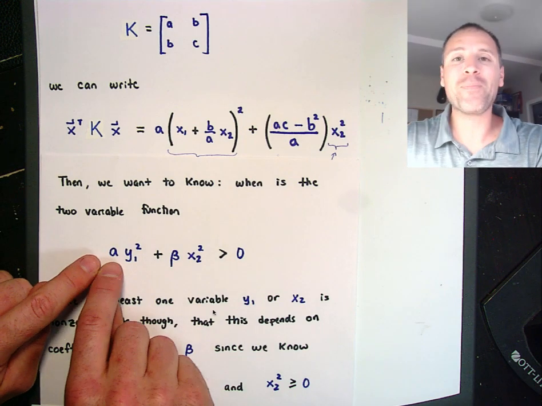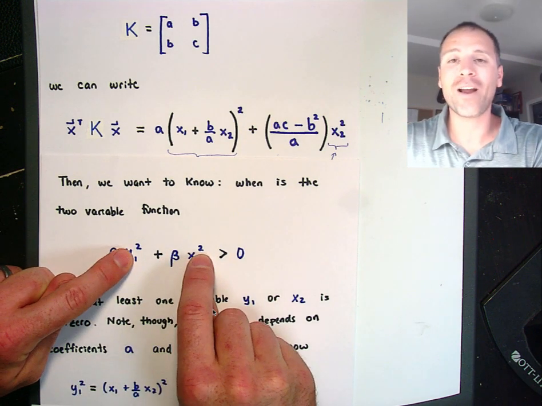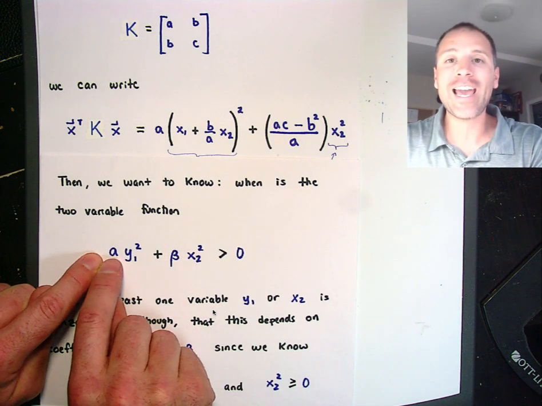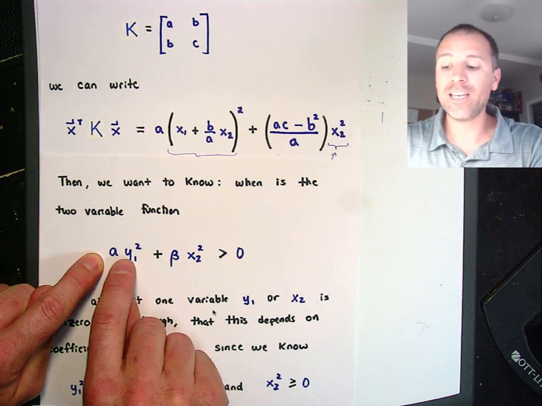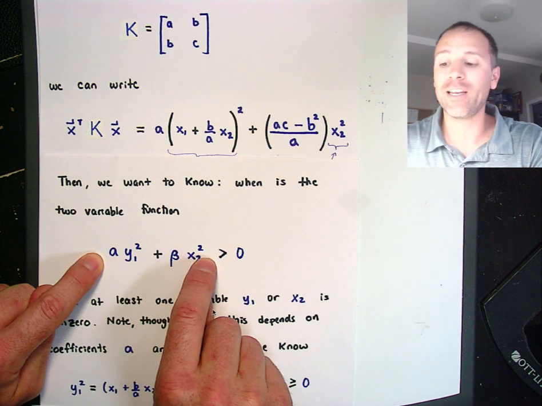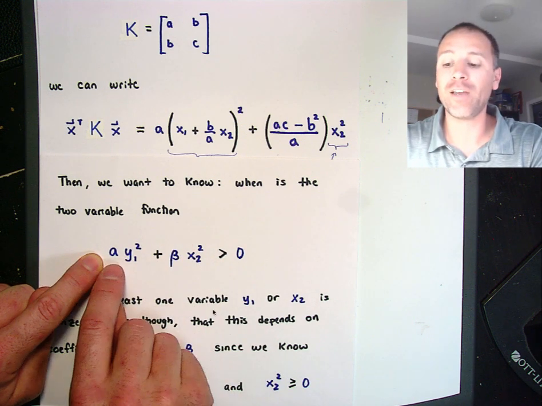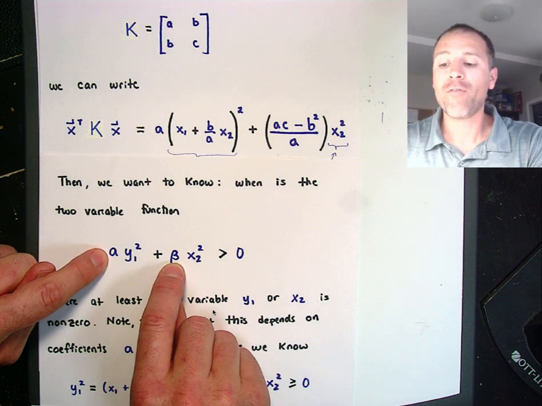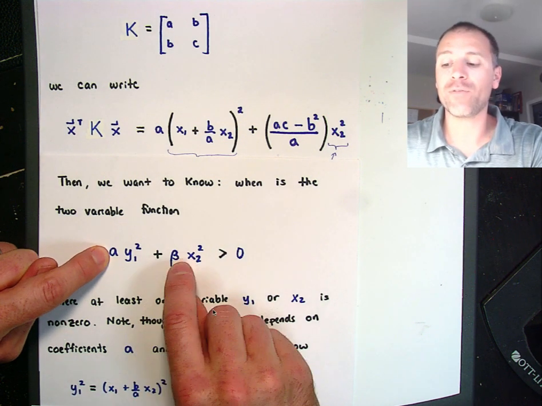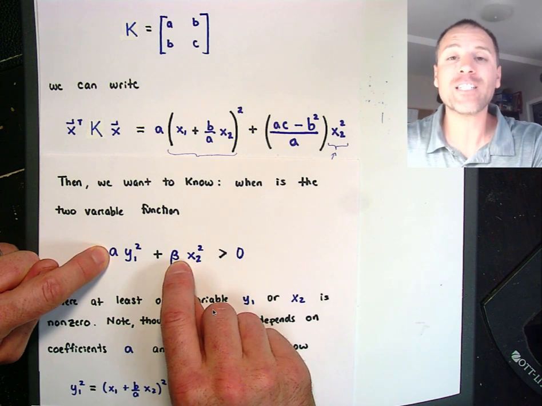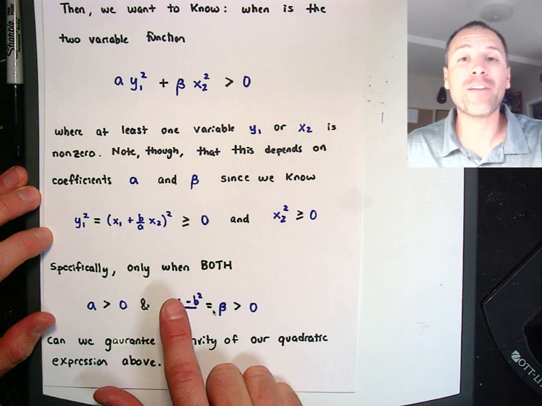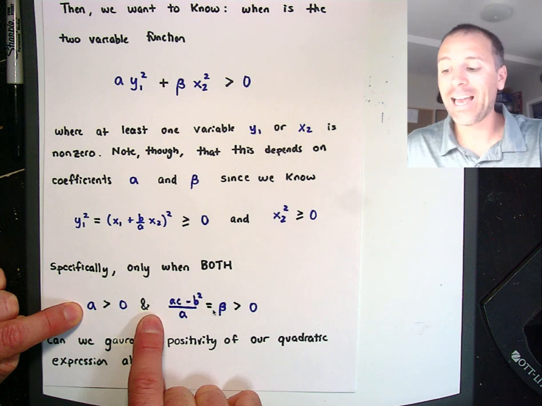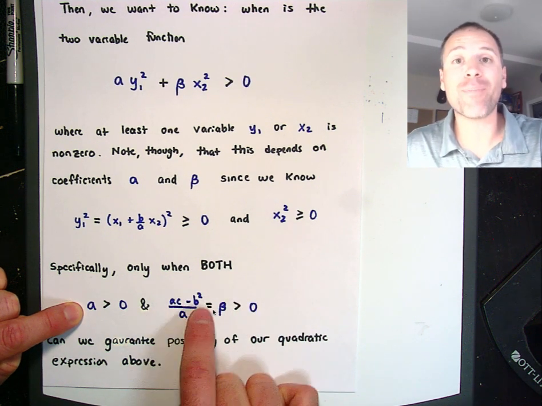But notice this is a pure quadratic function of two variables squared. The only way that this thing will always be positive is if the scalars a and beta are positive. These two variables squared are always non-negative. We say that the entire expression is positive if and only if at least one of the variables is non-zero, and specifically the value of the scalar a and the value of the scalar beta are positive. It must be that way. In other words, checking positive definiteness of the matrix K is equivalent to checking that both a is greater than 0 and beta is greater than 0, which is given by this expression.